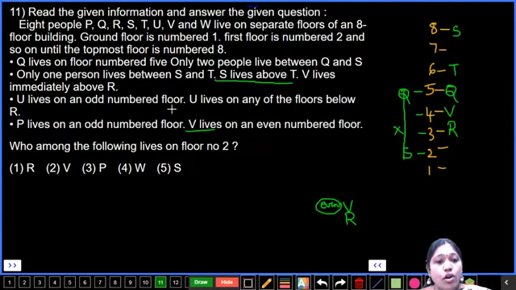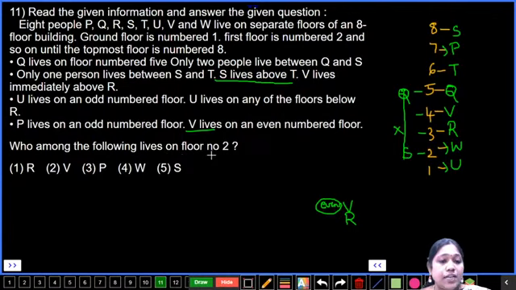U lives on an odd number floor. U lives on any of the floors below R. So the only possibility available for us is V and R placing on 4th and 3rd floor. U lives on an odd number floor below R. So below R I have 1st floor, odd, I'll place U here. P lives on an odd number floor. The available place is 7th floor. The person who is left over is W. I'll place W on the 2nd floor.